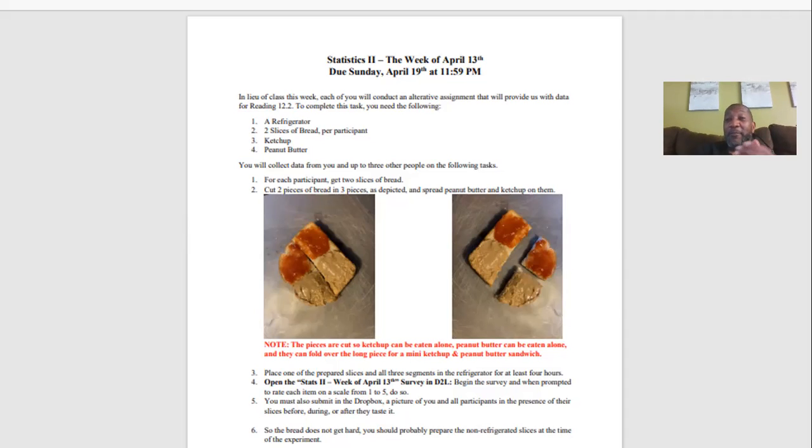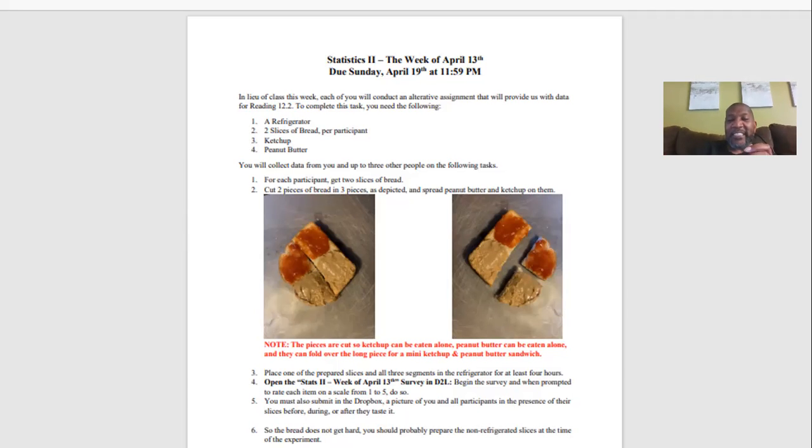Now, here's the issue. People had no problem eating the peanut butter by itself. People had no problem eating the ketchup by itself, even though it's kind of weird, but we know and we like ketchup, right? But ketchup and peanut butter together, biting into it like it was a sandwich, whew, that was a lot.